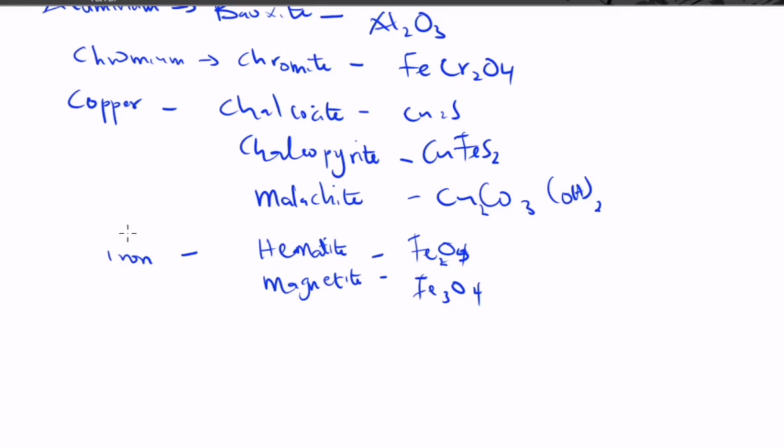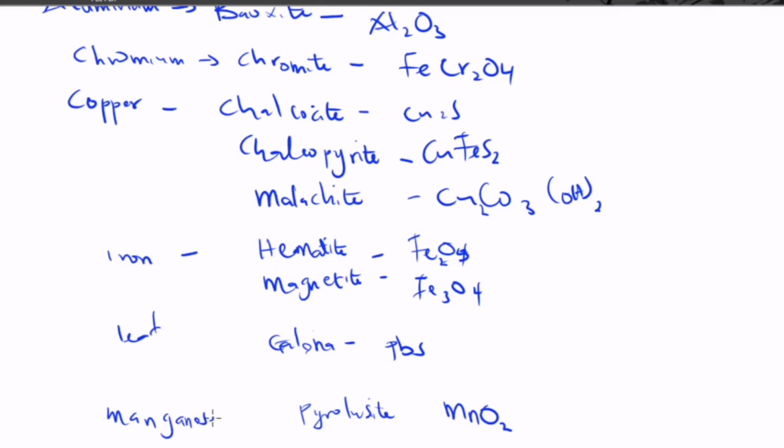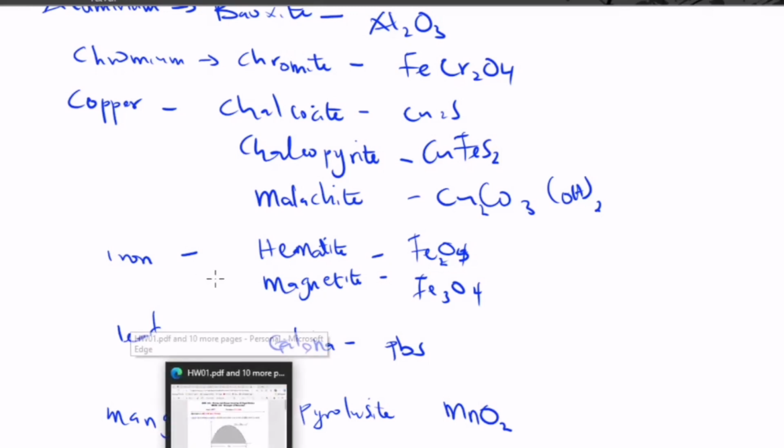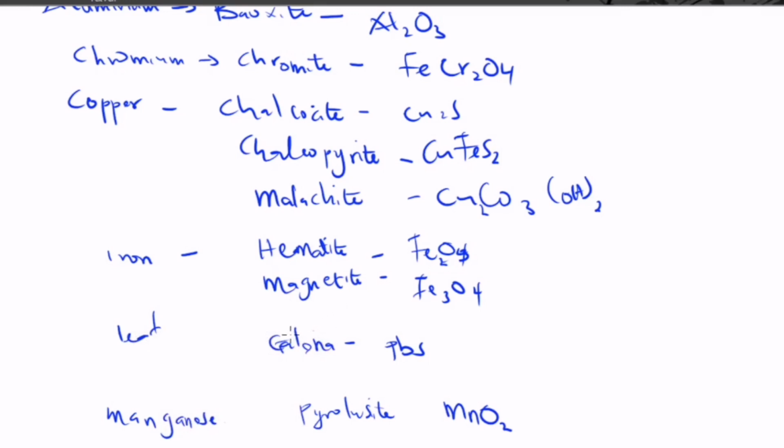Let's go to lead. With lead, the mineral is galena, and the chemical composition is PbS. Now, let's go to manganese. With manganese, we have pyrolusite, and the chemical formula is MnO2. We have more, but these are the common ones that I'm giving to you, but you can search for more. We have a lot of metals and their minerals and their chemical compositions.